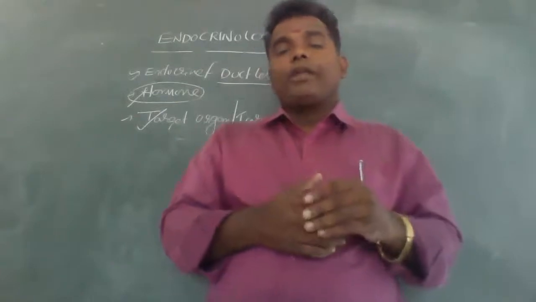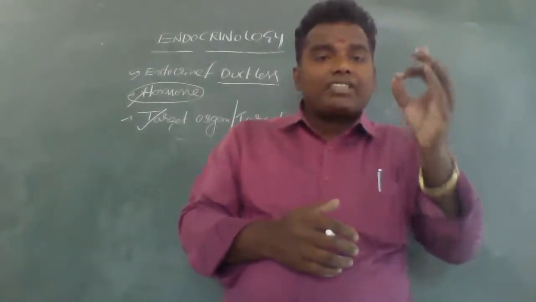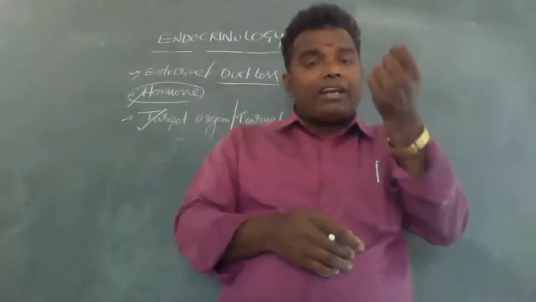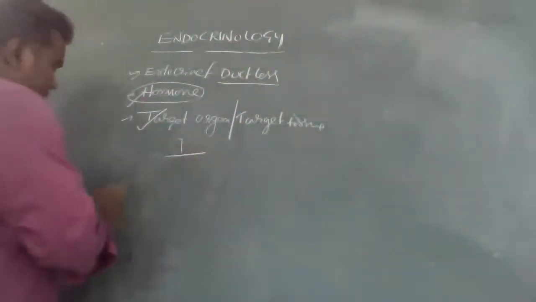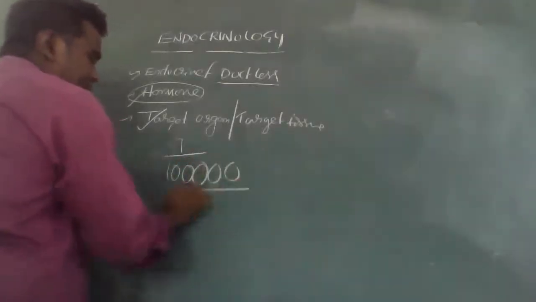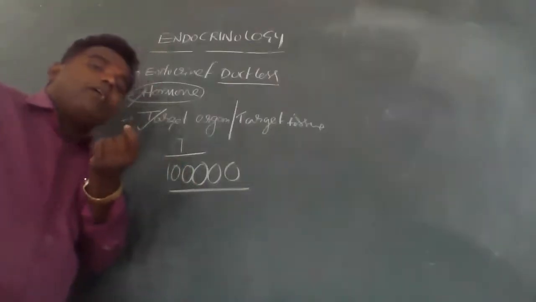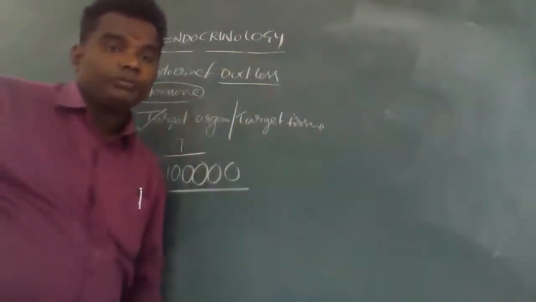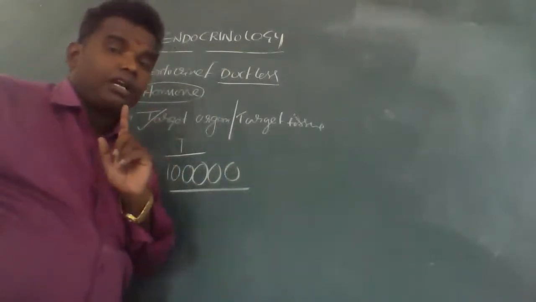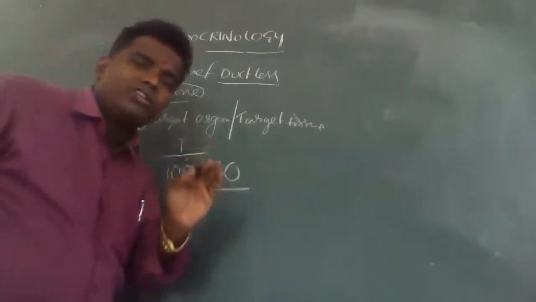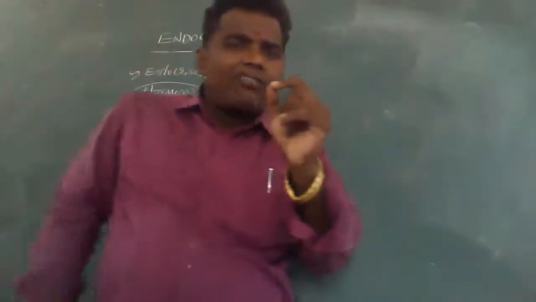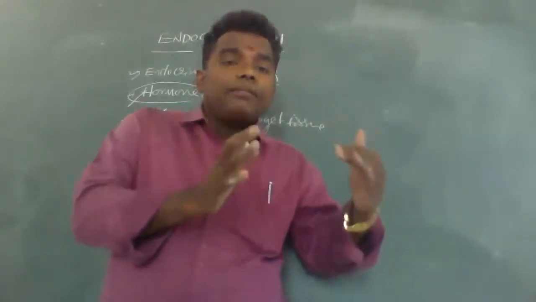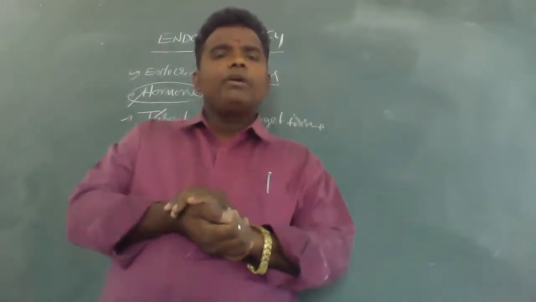One more important point: only a tiny amount of hormone is needed. For example, one by one lakh of a milliliter, that is 0.00001 ml of hormone, functions on the target tissue or target organ. That is the power of hormone function.